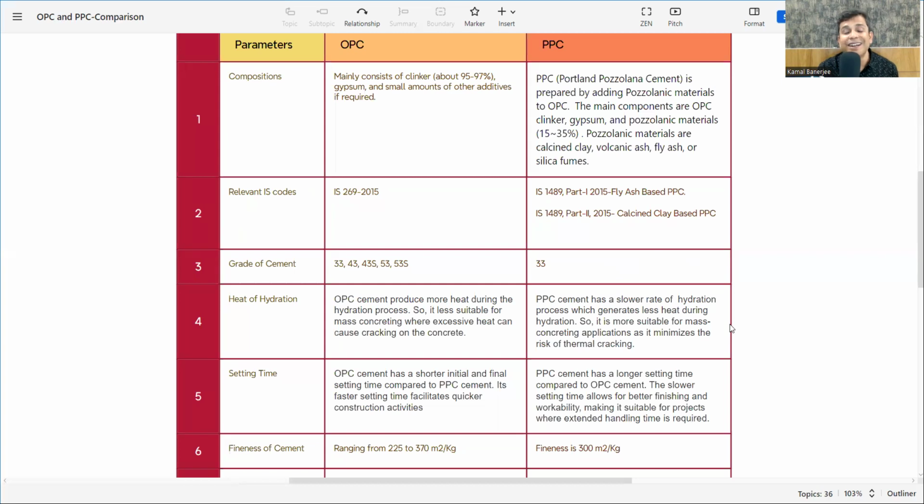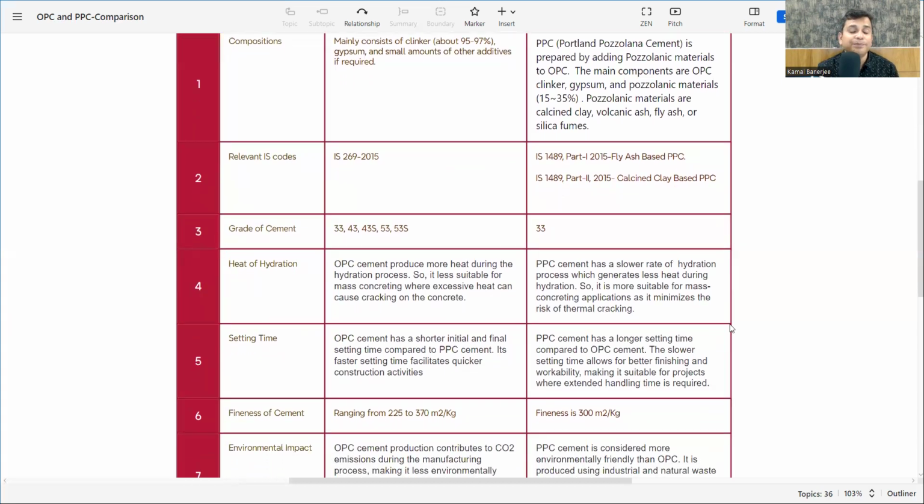Now, what are the different grades available for the OPC and the PPC? So as per 269, we have 5 grades of OPC, or Ordinary Portland Cement, that is 33, 43, 43S, 53 and 53S.